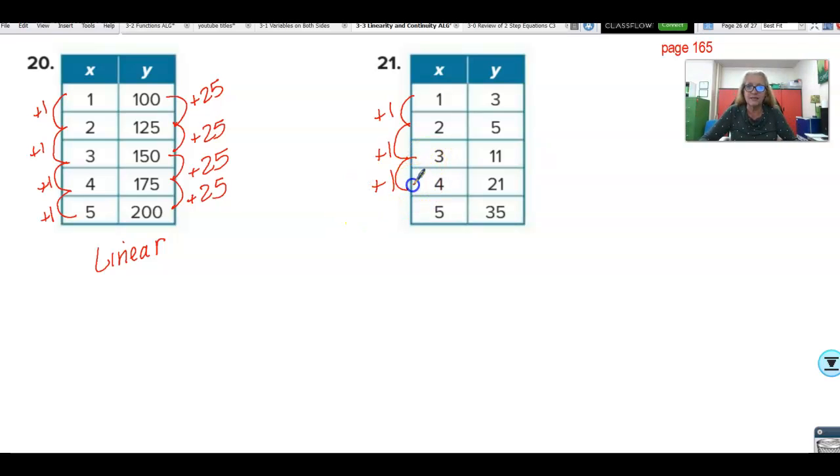I was checking this little table here. This is also an increase of 1. Over here, this increases by 2, and this increases by 6. That's all the further we have to go. In order to be linear, all of them have to be exactly the same. To be nonlinear, just one of them's got to go bad. So this one is nonlinear.